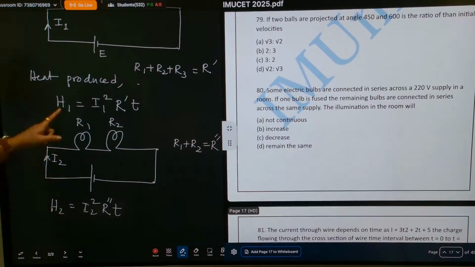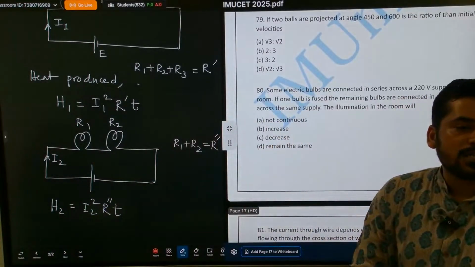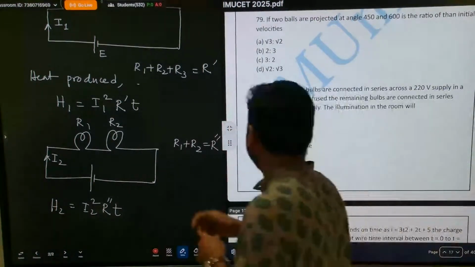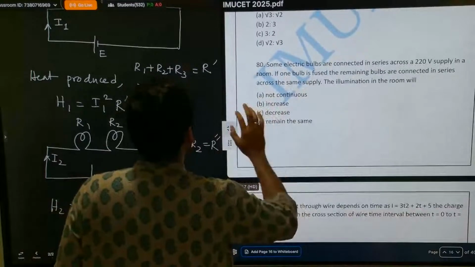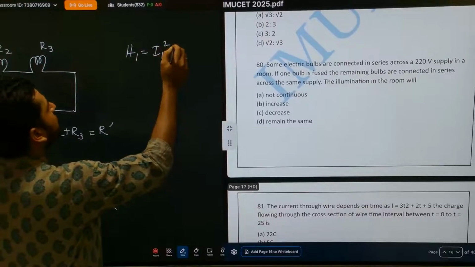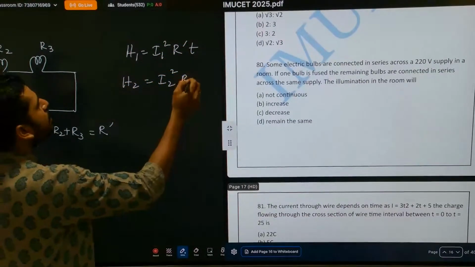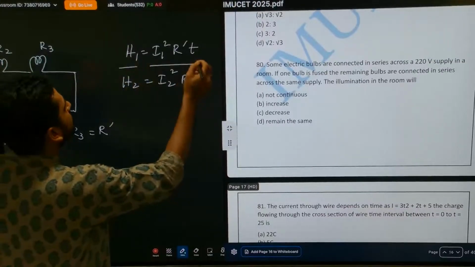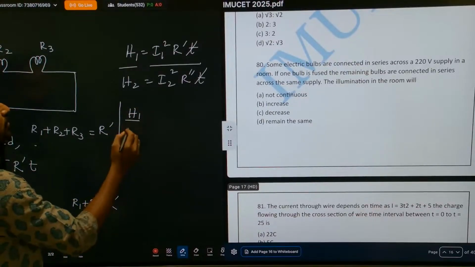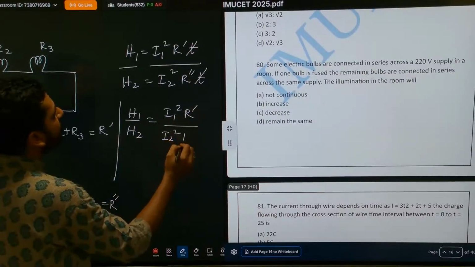Now, how will you say from these two equations which one will produce greater heat? How will you say that? By looking at the equation, it is not easy. Okay. So what we got is H1 was I1 squared R dash T and H2 was I2 squared R double dash T. Just divide those. What will cancel out? T will cancel out. So H1 by H2, what do you get? I1 squared R dash by I2 squared R double dash.